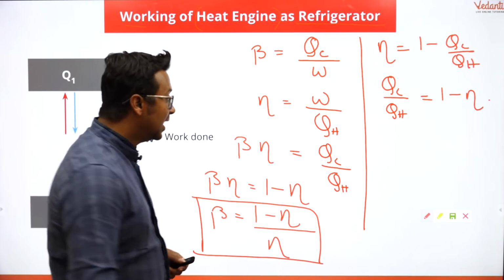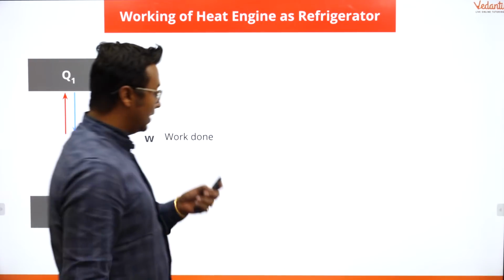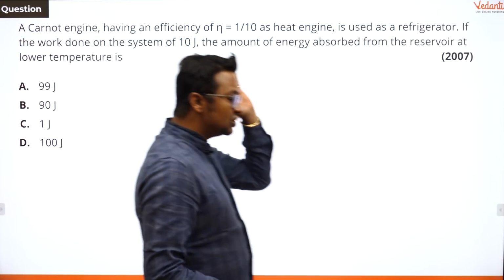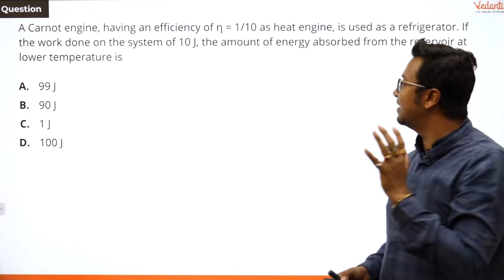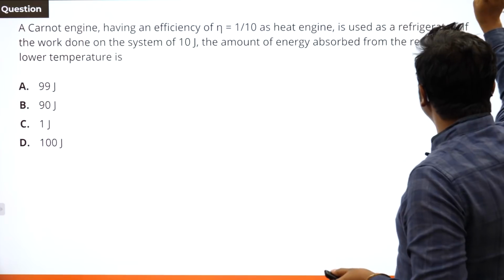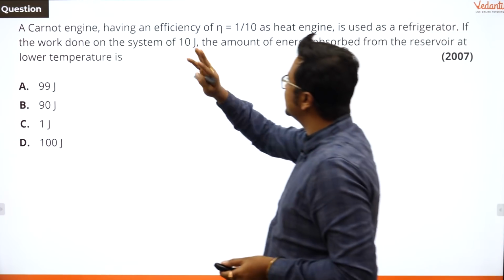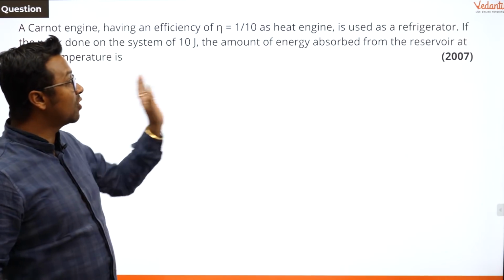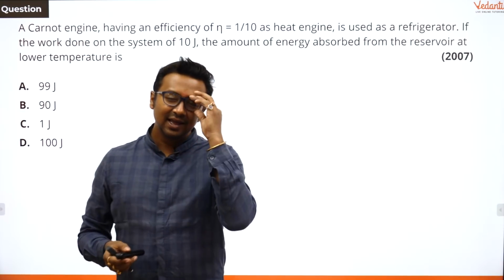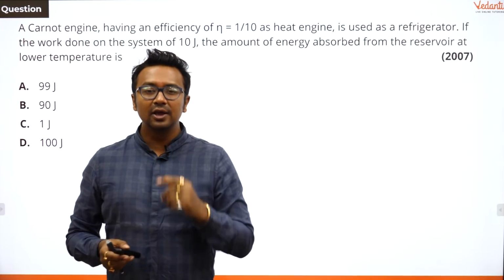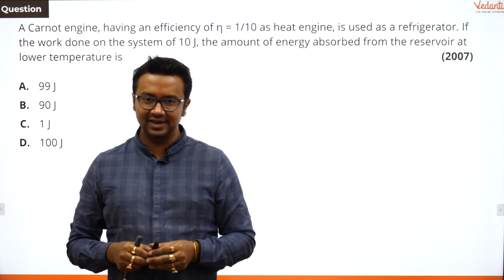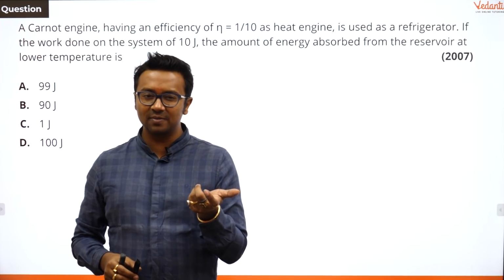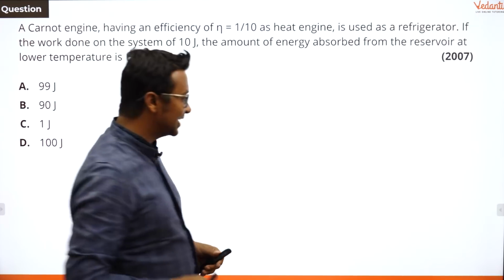All right, students. So what do we have here? We have our next question. This says there is a Carnot engine with an efficiency of 1 divided by 10, and it is used as a refrigerator. If the work done on the system is 10 joules, then what is the amount of energy absorbed from the reservoir? So they are telling us there is a heat engine being used as a refrigerator. Okay? Its efficiency is given. So what will be its coefficient of performance? We have just looked at it in the last section.